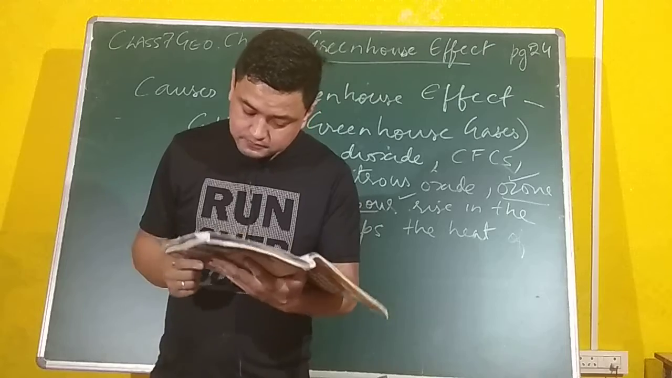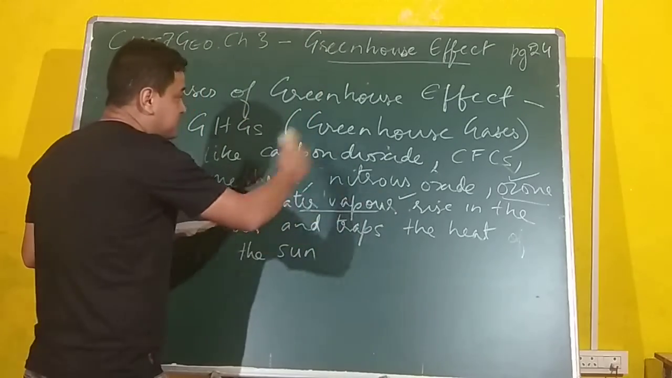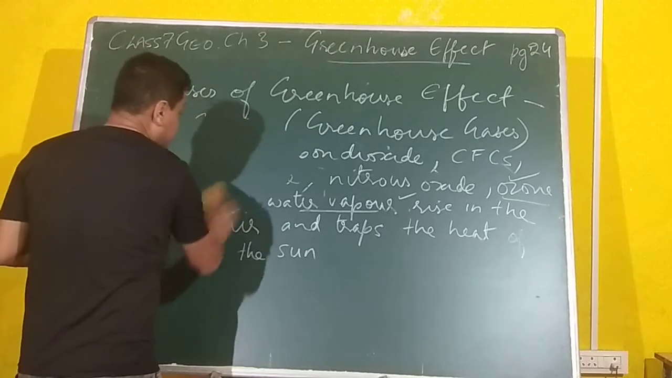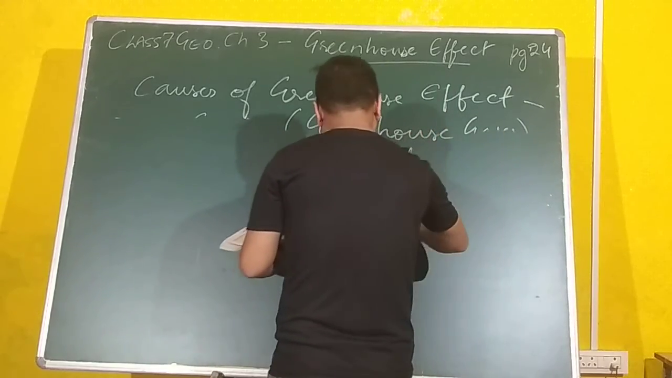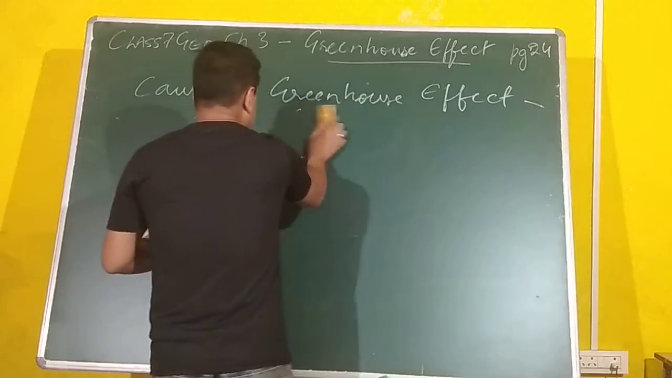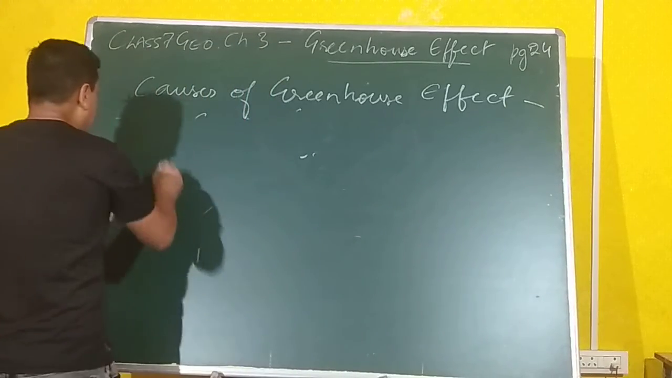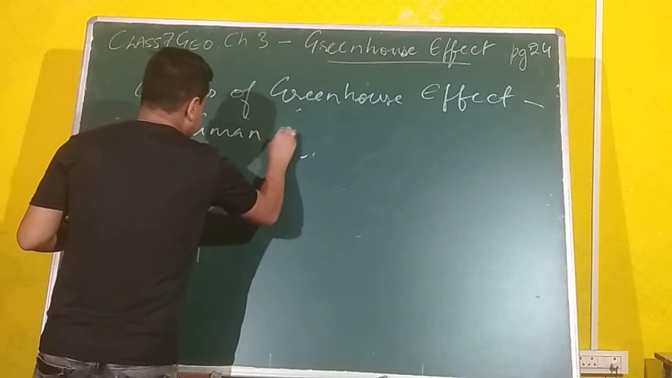Now, why is there an increase in these gases? We have to learn about that. This is caused due to human activity. Now, what is human activity? Human activity means humans are responsible for producing such gases. So for the causes of greenhouse gases, we are talking about human activities.